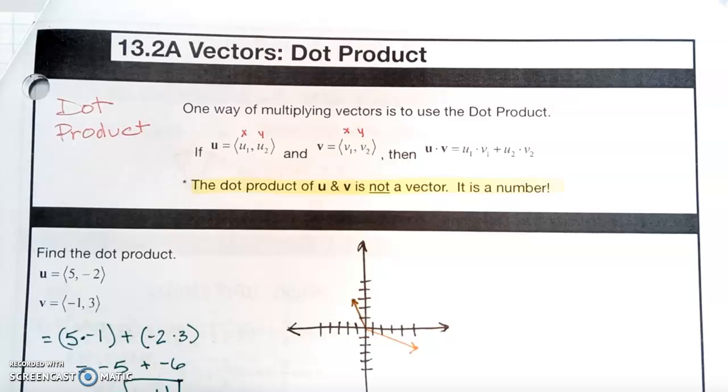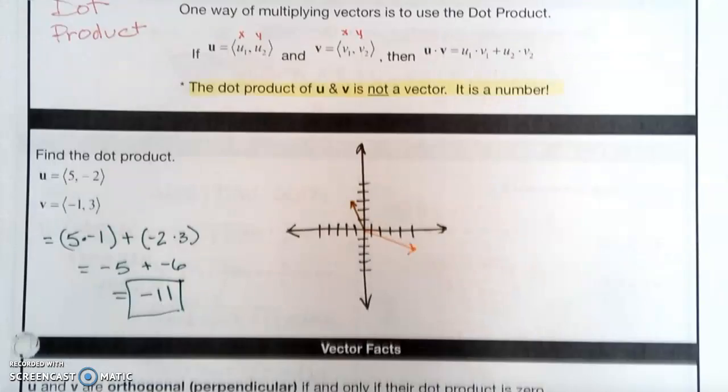Like in PEMDAS, multiplication comes before addition. So do your multiplying first, then add the two numbers together. Does that make sense? Okay? So what you're going to end up with is a number, not another vector.